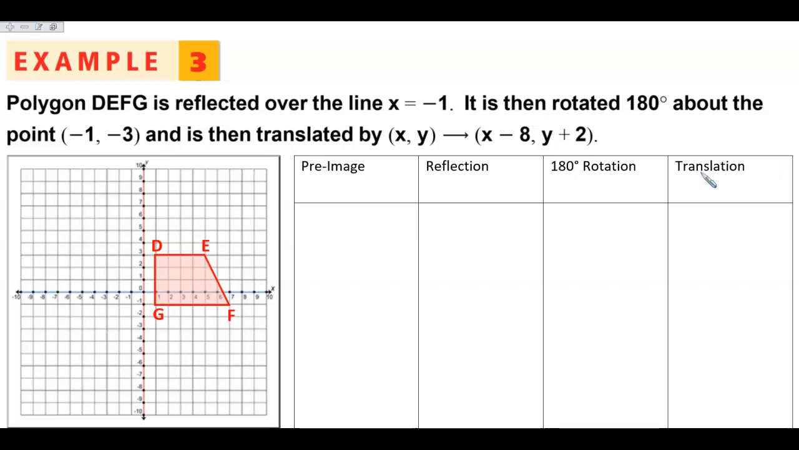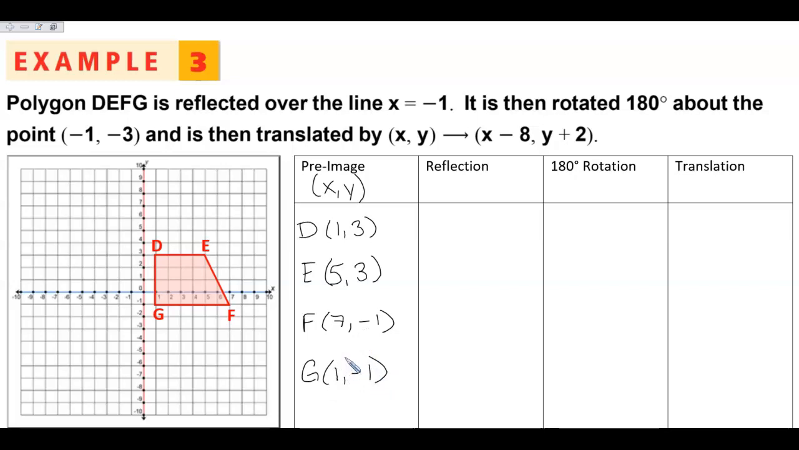All right, so with this example, we're going to start with a reflection, then a rotation, and then we're going to translate. All right, so I'm going to start by writing the coordinates of my original point. All right, this is going to be my original point here. So D is at the point 1, 3. E is at the point 5, 3. F is at the point 7, negative 1. And G is at the point 1, negative 1.